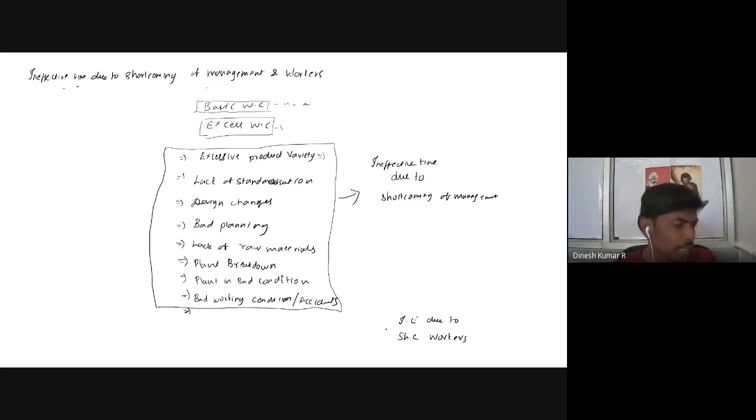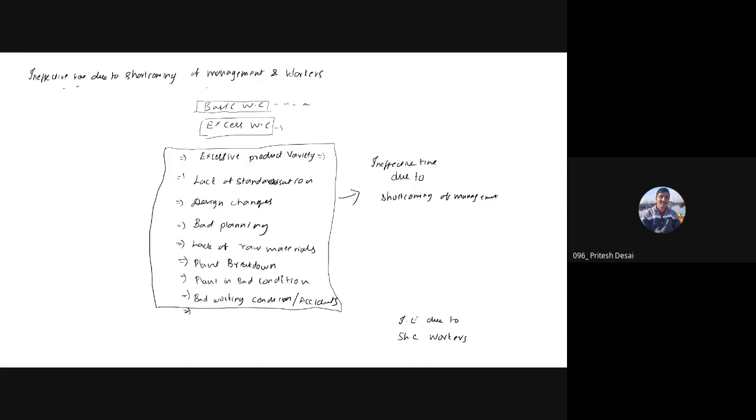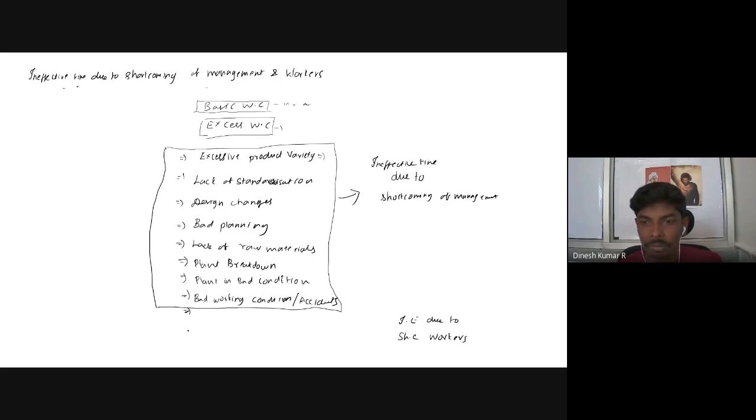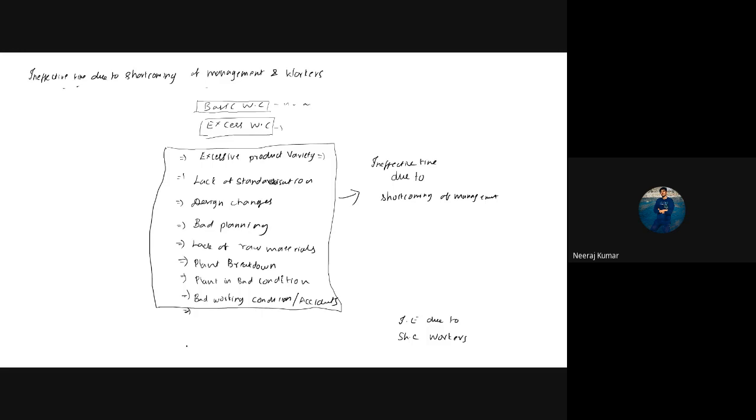So now, ineffective time due to shortcoming of workers. We have only 3 different things in this. First one: what will be the ineffective time due to shortcoming of workers? Now we have blamed the management, now it's time to blame the workers. What will they do? Consider this is a company and you are the worker, what do you do? Lack of attention is something.